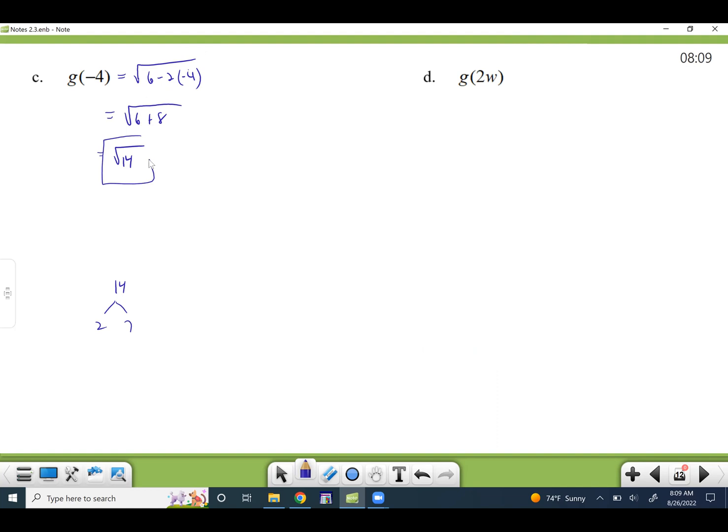All right, and now we're going to substitute in 2w. Remember, anything inside the parentheses gets plugged in for the x. So 6 minus 2 times 2w. That's it. That's our answer.